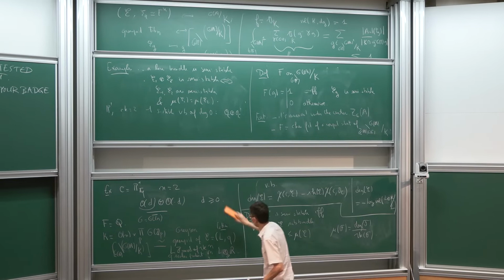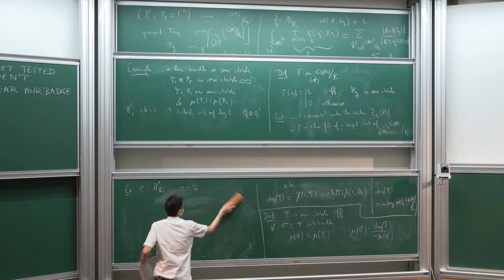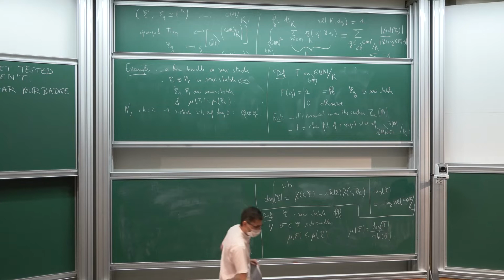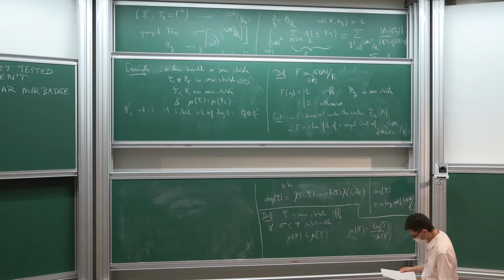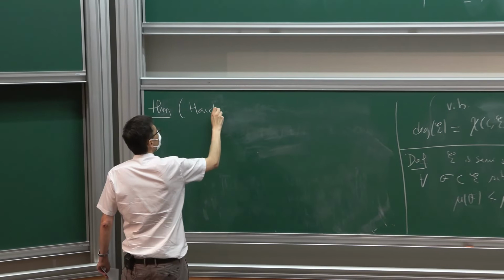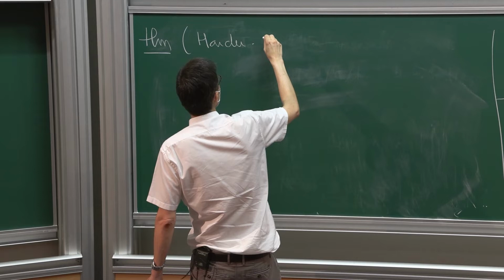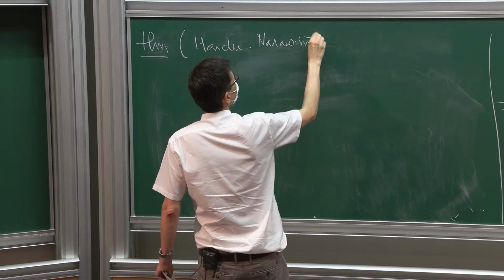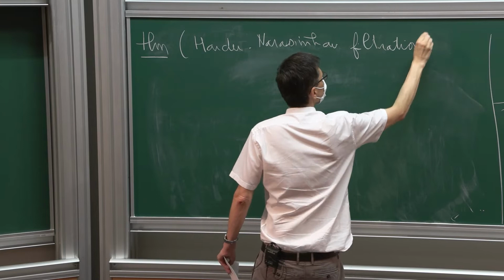In fact, the notion of semi-stability will provide a partition of the adelic quotient. And this partition is implicit in the following theorem. This is the so-called existence and uniqueness of the Harder-Narasimhan filtration. So what does this theorem say?